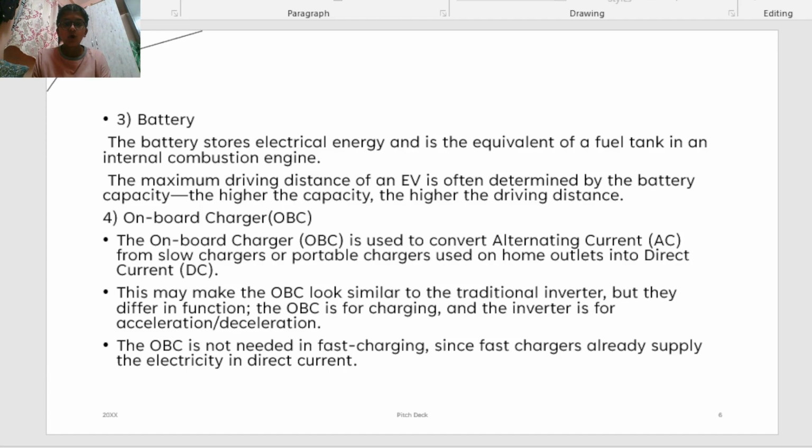Next we have the onboard charger, OBC. The onboard charger is used to convert alternating current, AC, from slow chargers or portable chargers used on home outlets into direct current, called DC. This may make the OBC look similar to the traditional inverter, but they differ in function. The OBC is for charging and the inverter is for acceleration or deceleration. The OBC is not needed in fast charging since fast chargers already supply electricity in direct current.